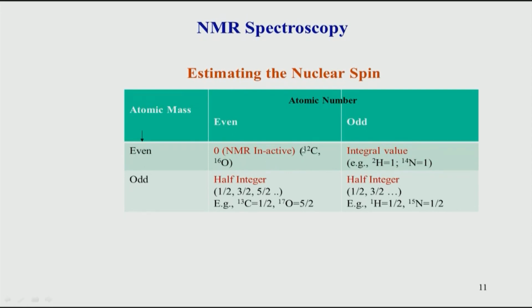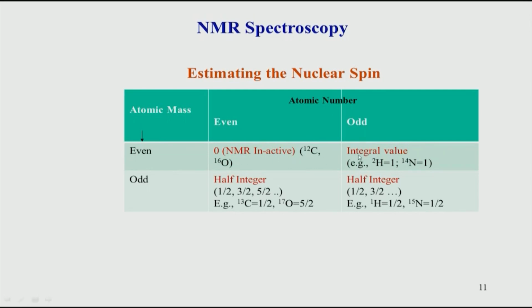So, let us say we take a particular nucleus, carbon 12. It has 6 protons and 6 neutrons. Therefore, it has an even atomic number and even atomic mass, and the spin of this is 0. That means all the protons and neutrons pair with each other, and the total net value of the spin for that nucleus is equal to 0. Therefore, we cannot study 12C by NMR. Similarly, oxygen 16 has 8 protons and 8 neutrons. So, it belongs to this even category, and therefore it cannot be studied by NMR.